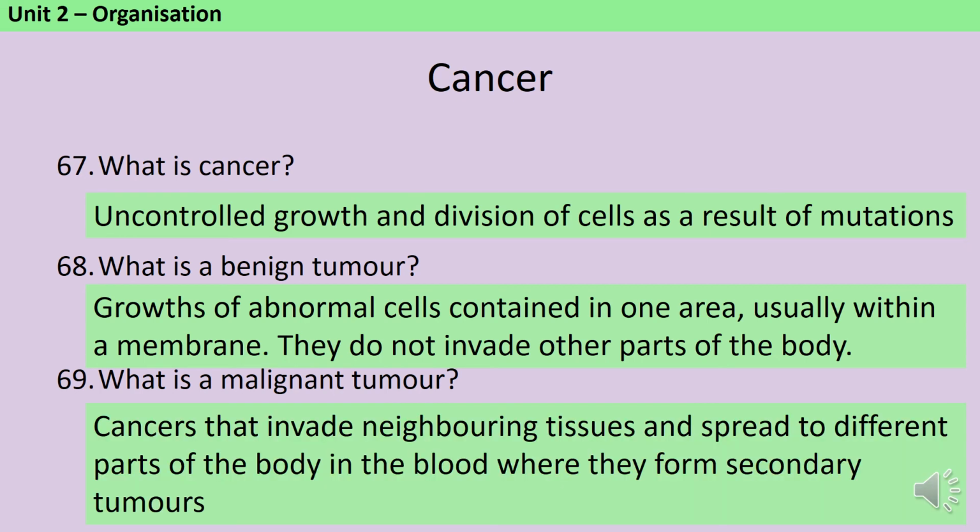A malignant tumour is a cancer that invades neighbouring tissues and can spread to different parts of the body in the blood, where they form secondary tumours.